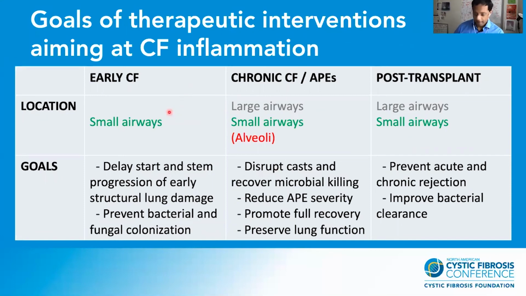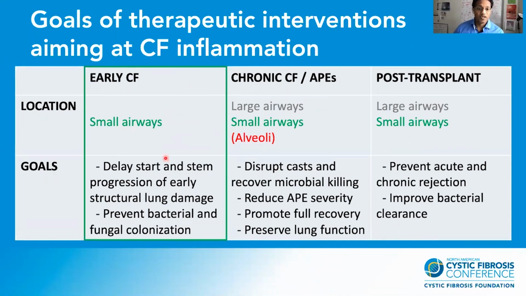In early CF, obviously what we want to do is delay the start of the structural lung damage, and we also want to stem its progression once it has started. We want to prevent the colonization by bacterial and fungal pathogens.